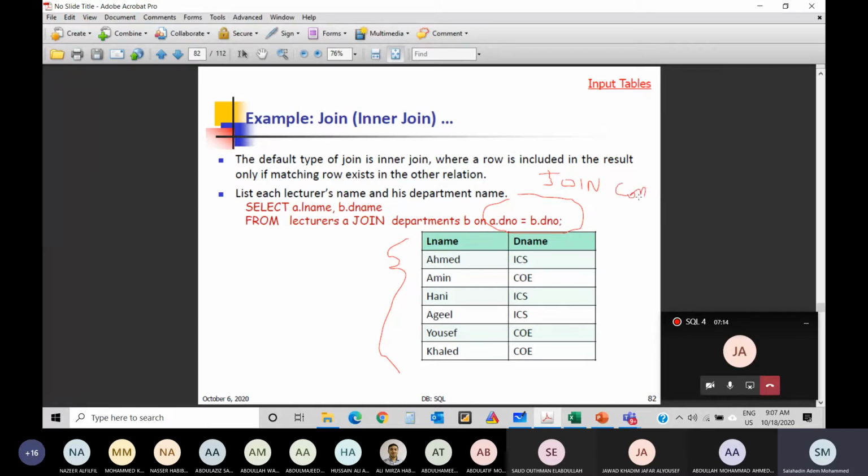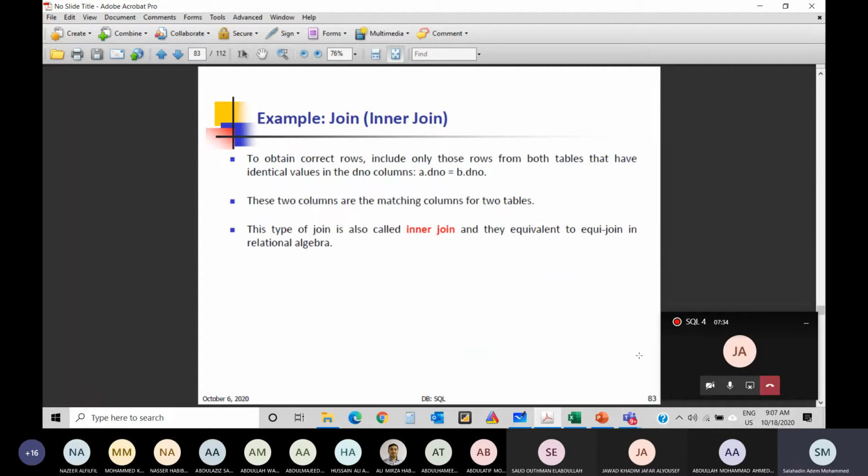So always with a join, we have to have some kind of condition to make sure that the output is not wrong. Is this clear? Otherwise, the computer will give you a Cartesian product. It will give you 18 rows, which is totally wrong information. Any question? Okay, so let's go forward.